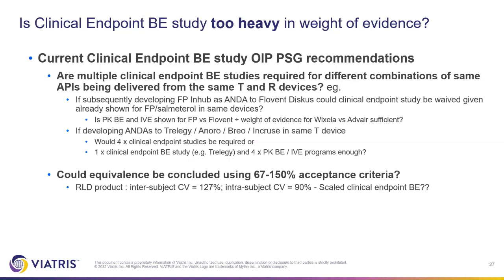And then finally, on the current guidance, what is it that makes 80 to 125 rather than 67 to 150 acceptance criteria? I don't know the answer to this, but all I do know is that if you're conducting pharmacokinetic bioequivalence studies and you see high variability, you can scale your bioequivalence acceptance criteria based on that high variability. And yet, at this point, we don't have the same facility for this type of design. So would that be a possibility for the future?